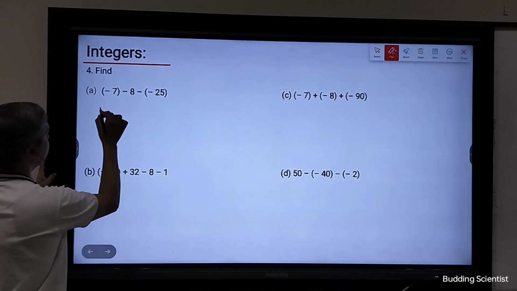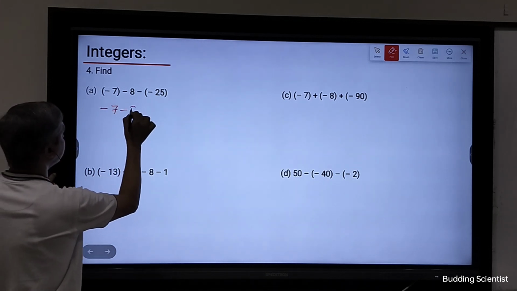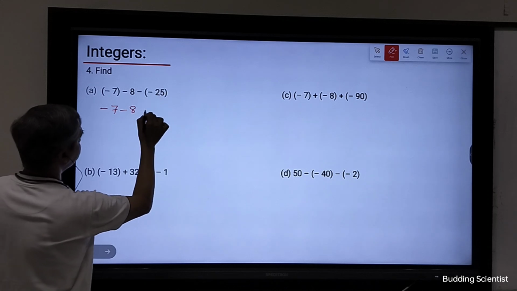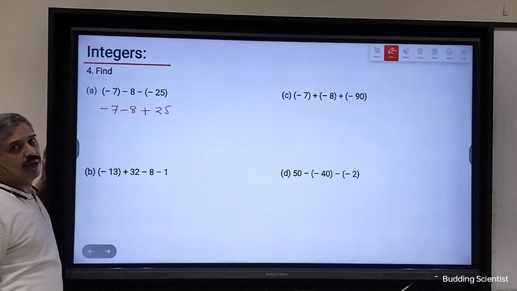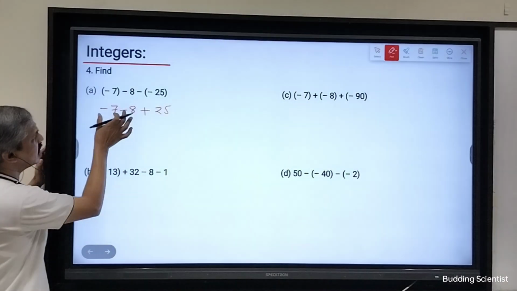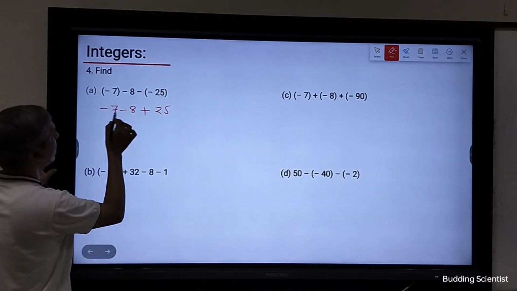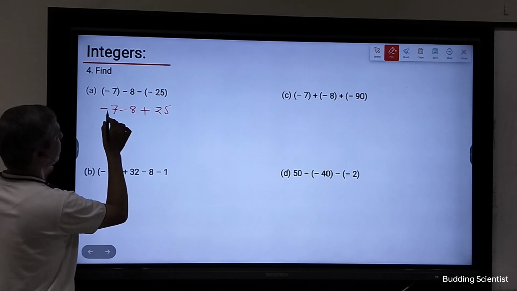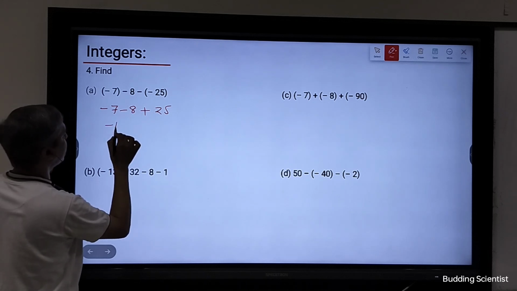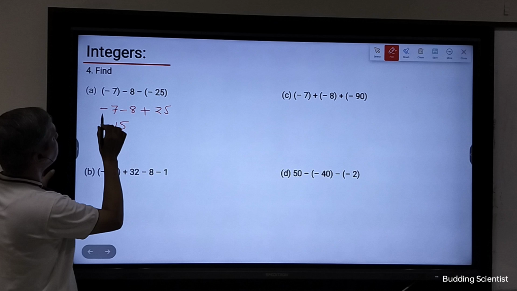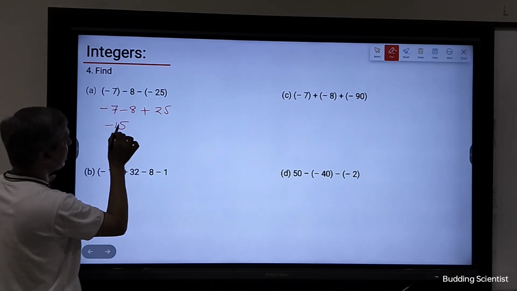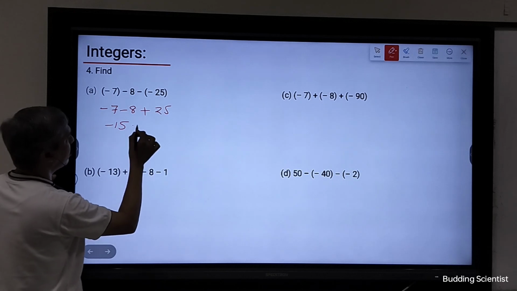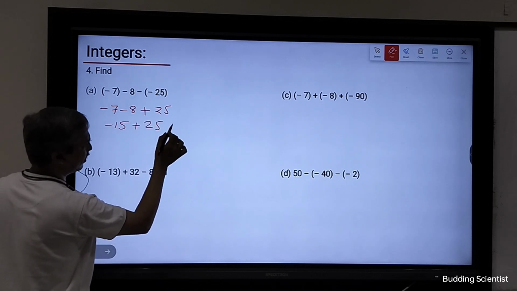Minus 7, minus 8, minus is plus 25. I prefer to solve it saying that I'll take these two numbers and I'll solve these two first. So I'm taking minus 7 minus 8 is minus 15. Why? Because minus and minus both numbers are negative. I am adding the numbers and putting the same sign. This is then plus 25 as it is.